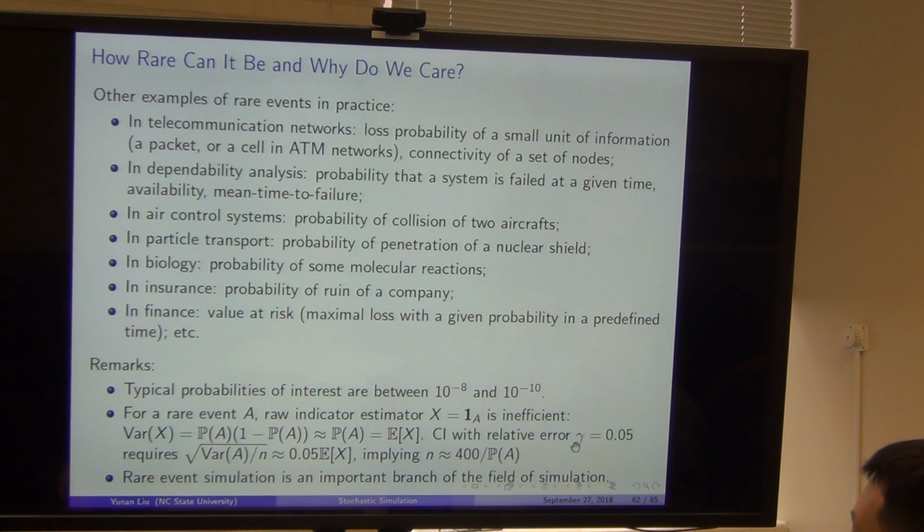So if you say I want a relative error gamma equals 0.05, that requires the square root of the variance over n, where n is the sample size, to be close to 5% of the mean, implying that n is equal to 400 divided by P(A). You can just plug it in and see, right? Just square both sides and see. And what is this? P(A) is already very small, and n has to be 400 times 10 to the plus 10. Huge, right? This is a reasonable relative error, 5% is not too bad, but n is going to be huge.